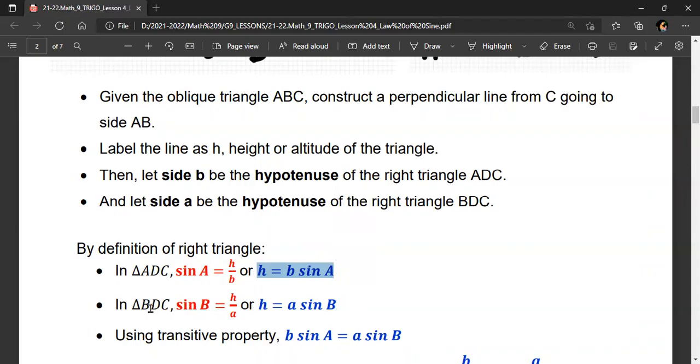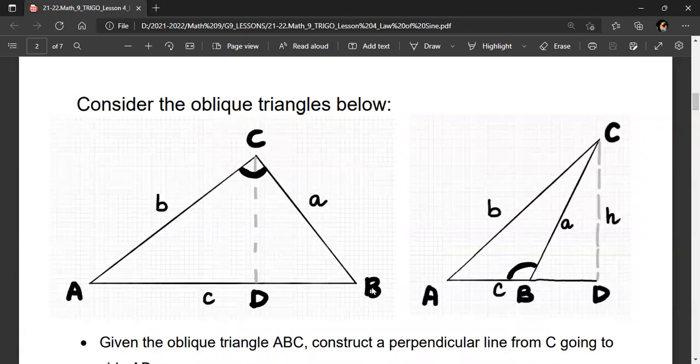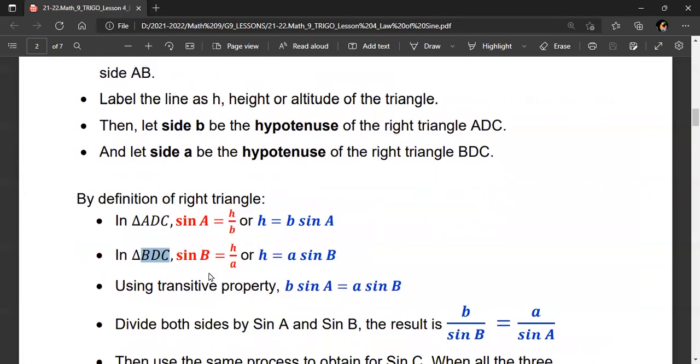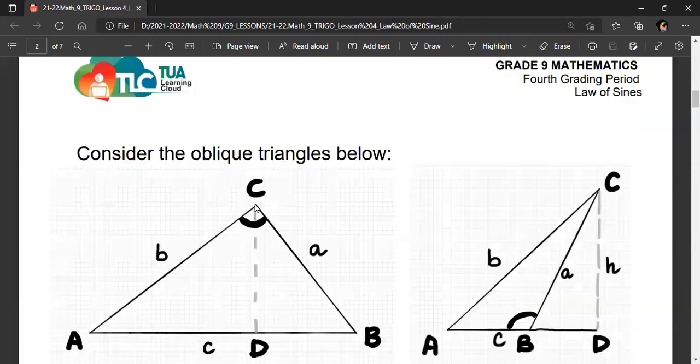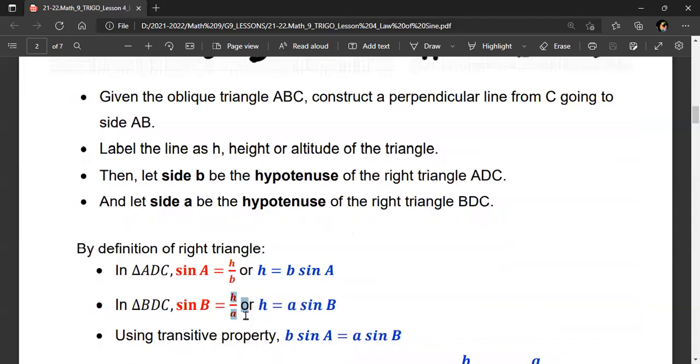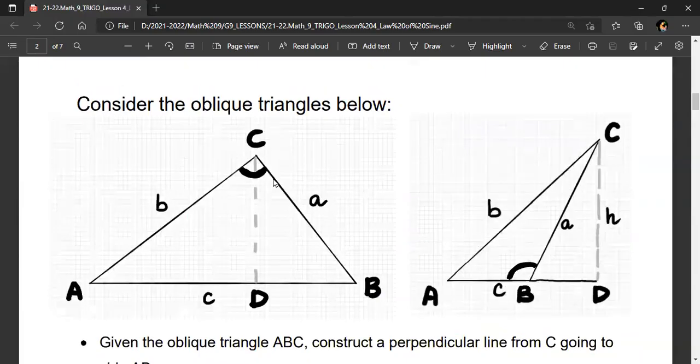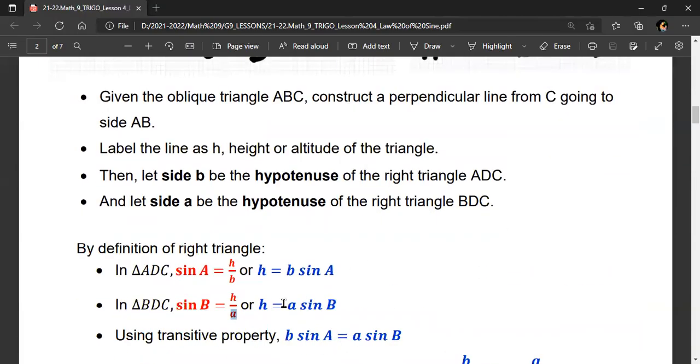On the other side of the triangle, which is triangle BDC, with respect to sine B, we have the opposite over the hypotenuse, where the letter h is the same as the height, segment CD, as represented, over the hypotenuse, which is side a, the slanted side. Rearranging this relationship, we come up with h equals a sine B.